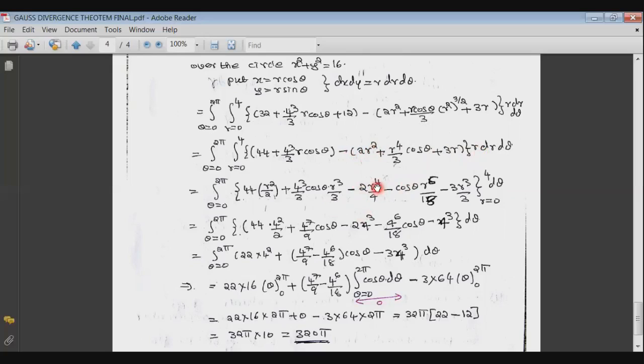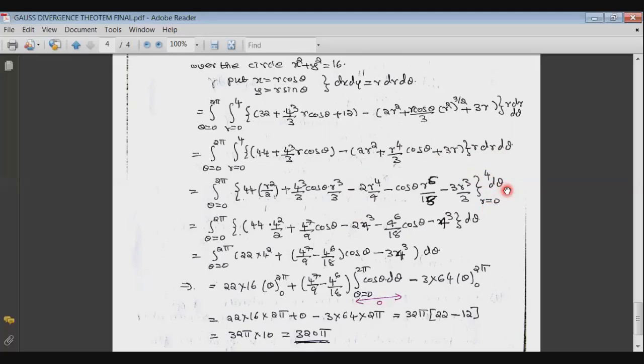Okay, integrating with respect to r, r raised to 3 becomes r raised to 4 by 4. Again, cos theta as it is, r raised to 4 into r raised to 5, so r raised to 5 with respect to r is r raised to 6 by 6. Then r raised to 6, 6 into 3 is 18, minus 3, r into r square, which with respect to r is r cube by 3. We have to take the limits for r varying from 0 to 4.